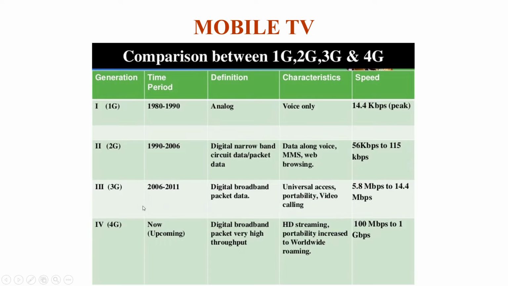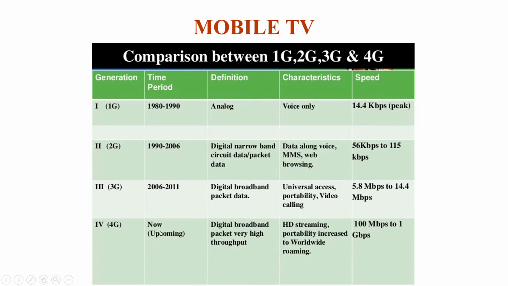Then in the third generation, the period was 2006 to 2011, with digital broadband packet data, where universal access, portability and video calling were possible. Again there is an enhancement in speed, from 5.8 megabits per second to 14.4 megabits per second. In the fourth generation, we are using 4G right now.